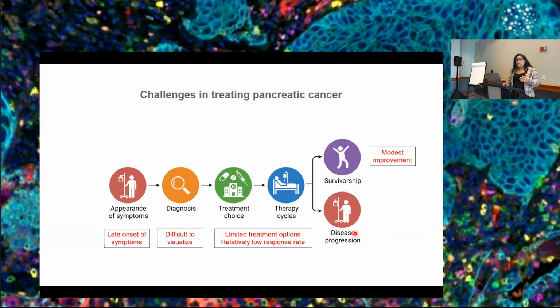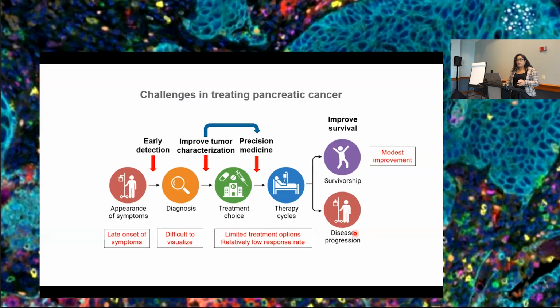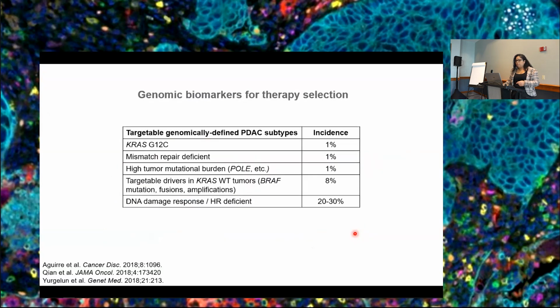However, there have been many efforts to make pancreatic cancer a curable disease. Right now, we've been working a lot on early detection, so trying to find these precancerous lesions before they really become pancreatic cancer. Improve tumor characterization, and with that, we can then work more focused on precision medicine with the ultimate goal of improving survival. And this is the focus of my talk today.